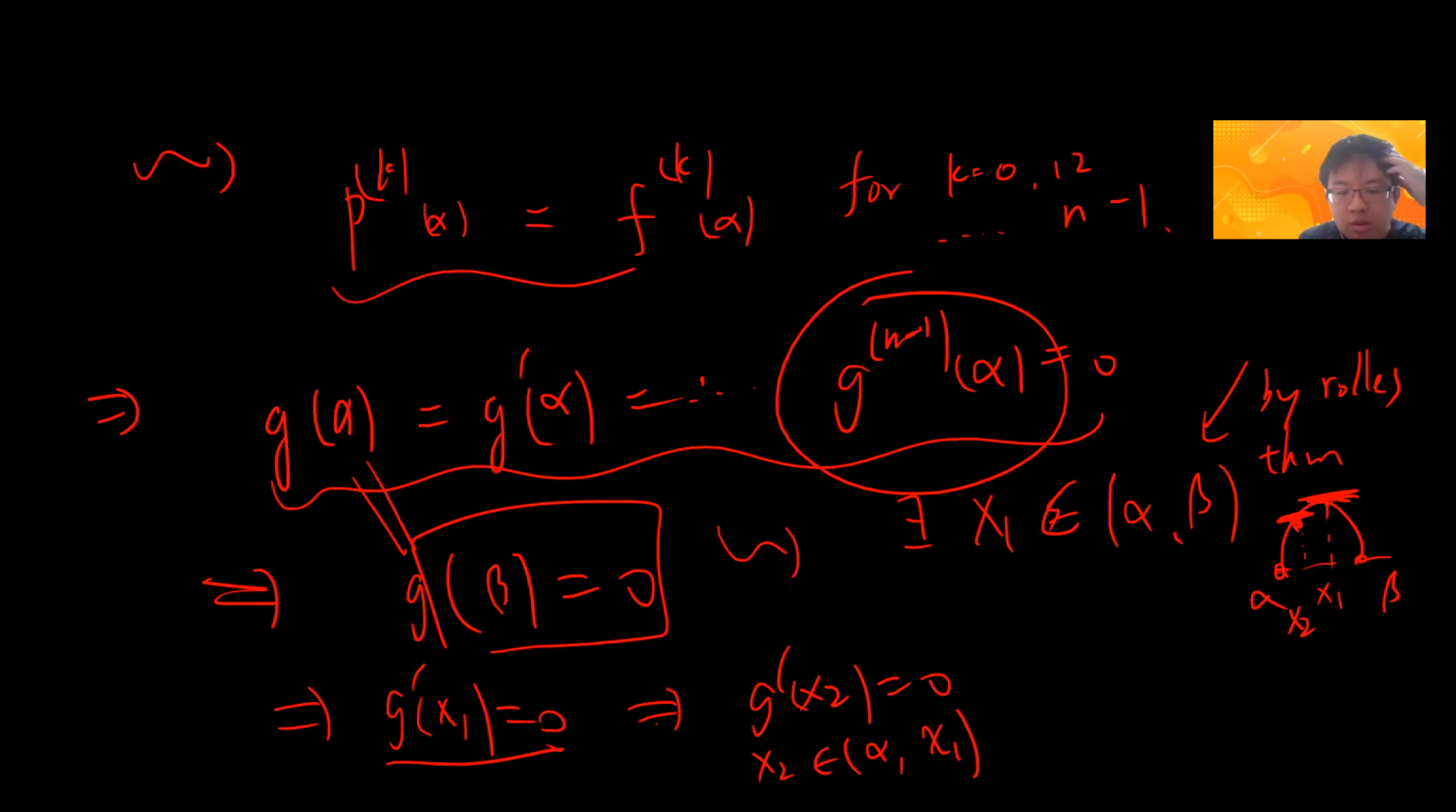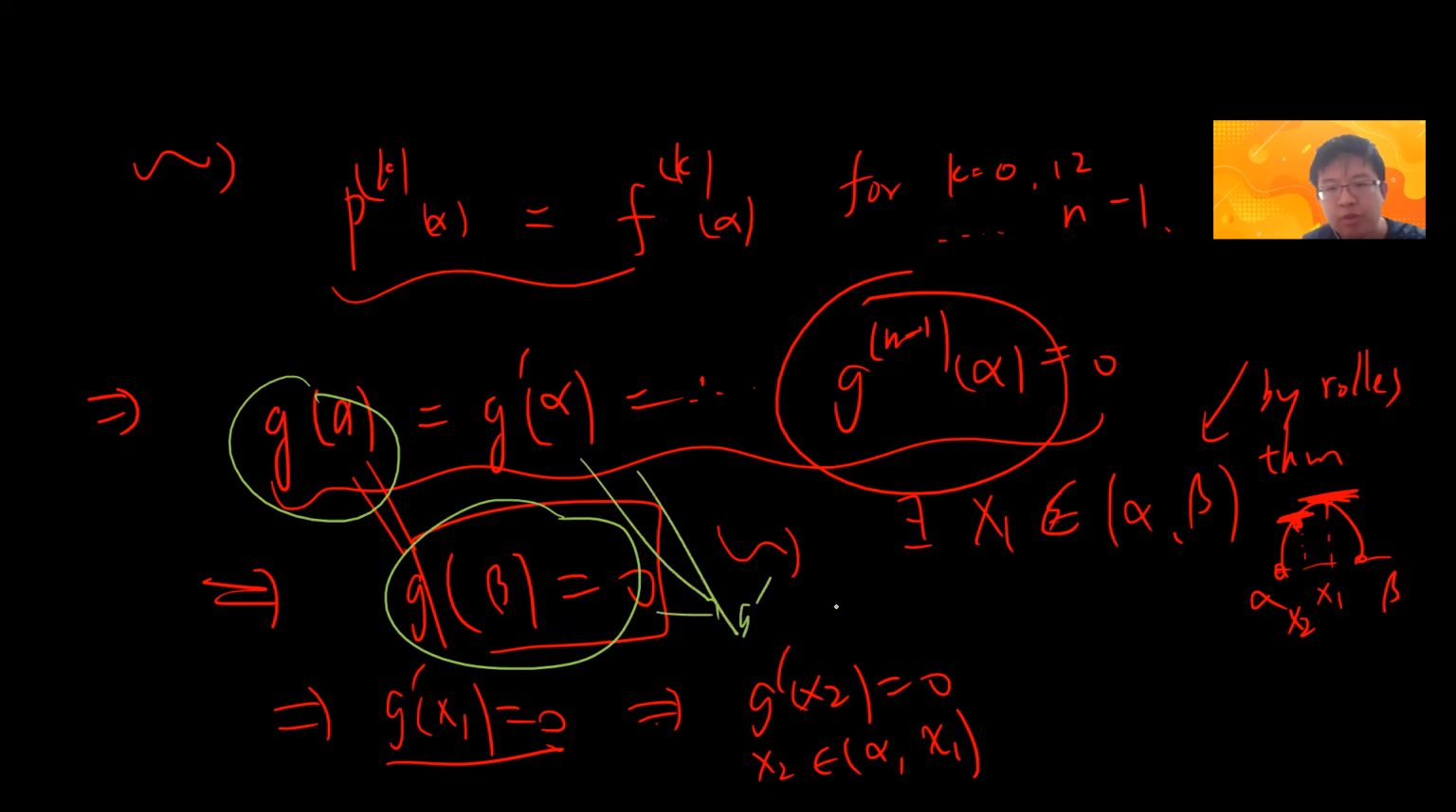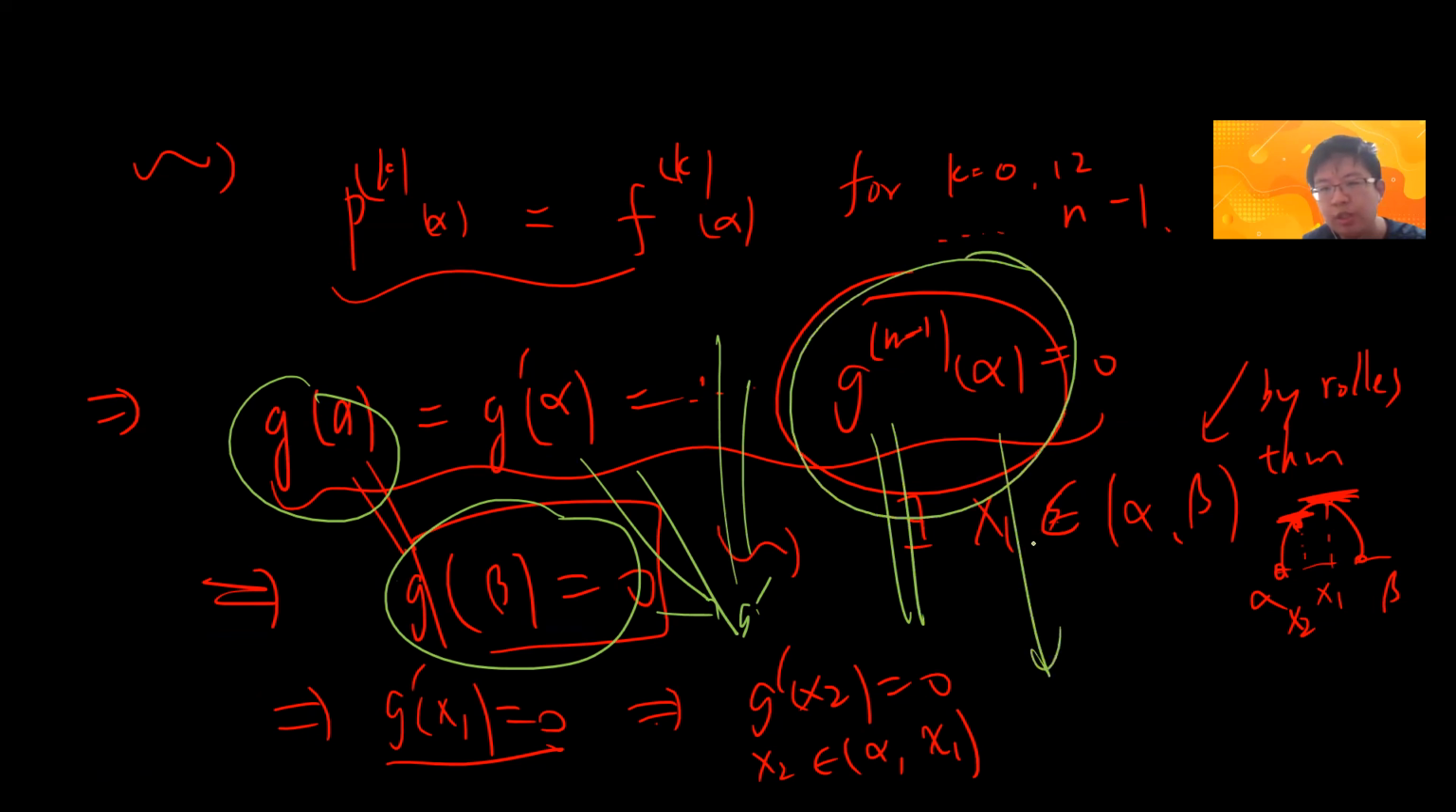Okay, so this is the proof, right? Let me make the final step more clear. You start from g of beta is 0, and so you find a point where the derivative is 0, and you keep going. So the final term you will get is g_{n-1} of alpha is 0 and g_{n-1} of some x_{n-1} is 0.